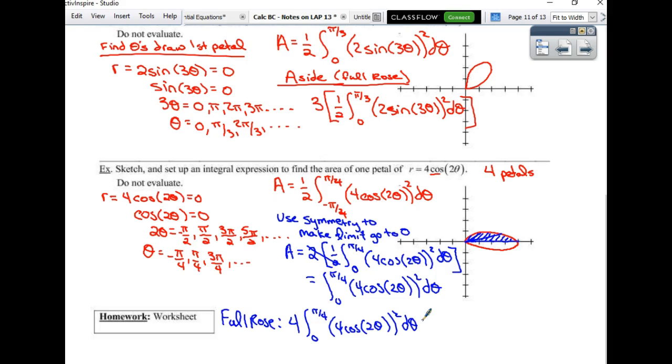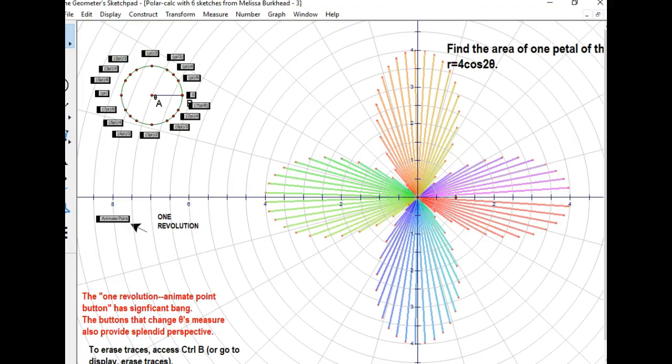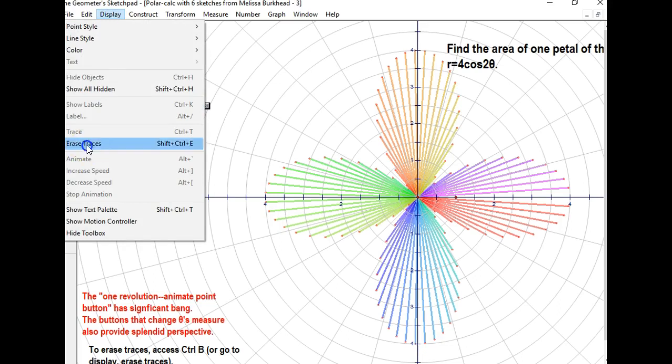Now, someone had their hand raised. Someone had a question. The picture, one more time. Where would you like me to start it from? Would you like me to start from the negative pi over 4?